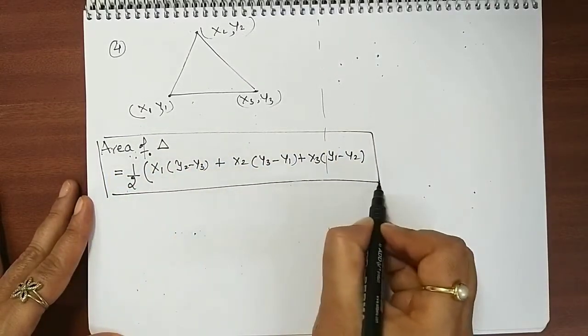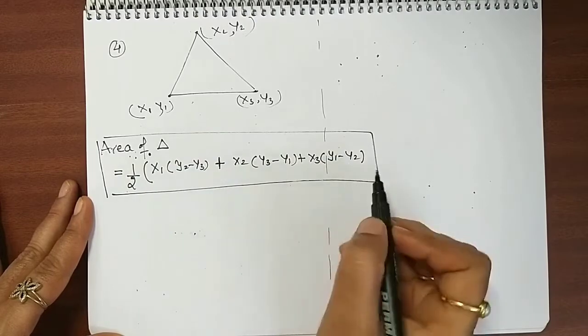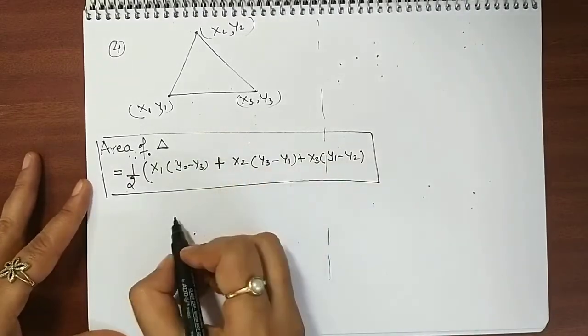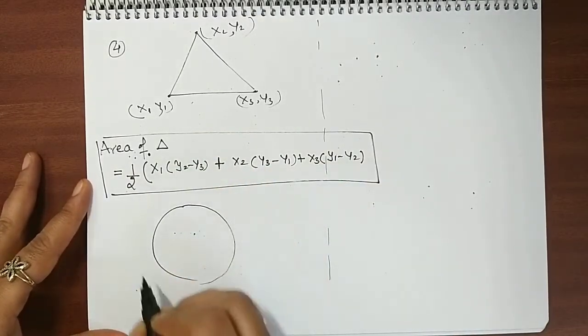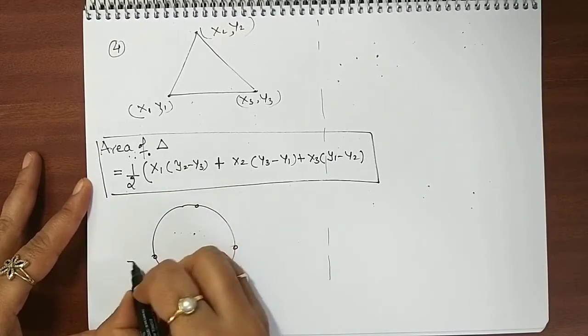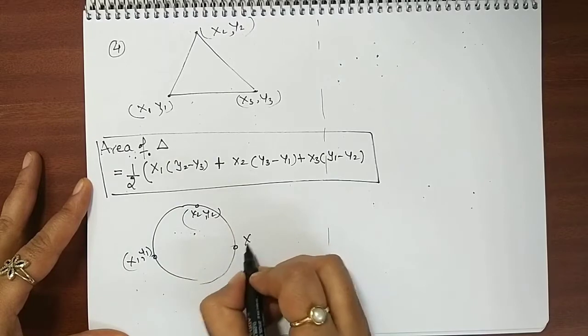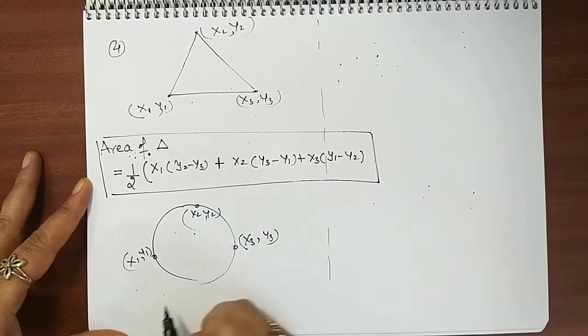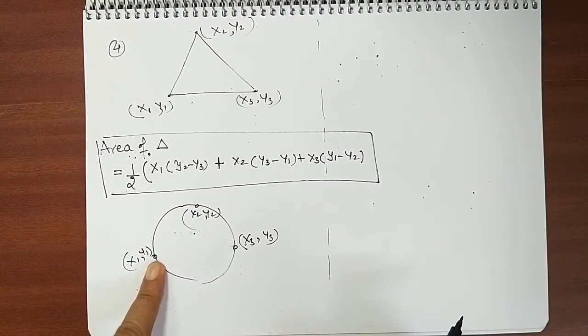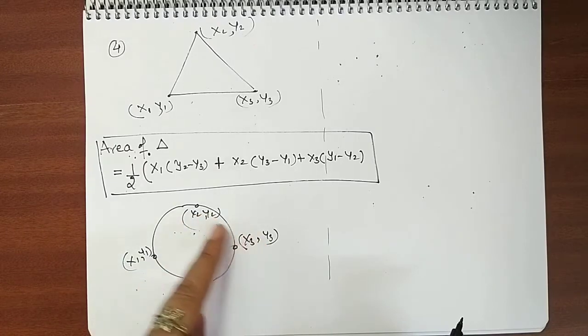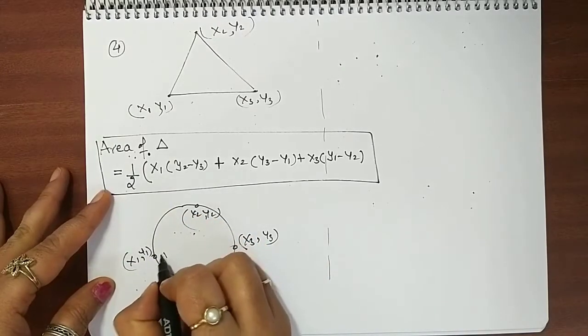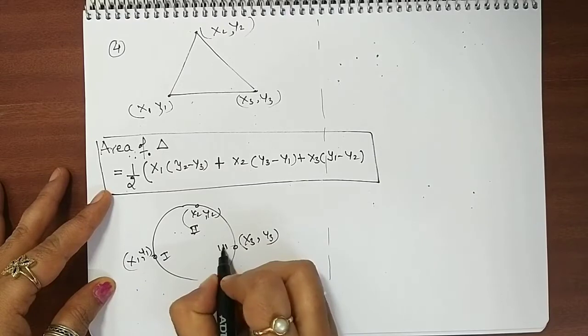Please write it down. One more thing I wanted to tell you is how to memorize. Try to make a circular pattern of all 3 points, say x1 y1, x2 y2 and x3 y3. Make a circular pattern. Start with one point x1. Pick up y from the second and third point. So this is your first point, second point and third point.